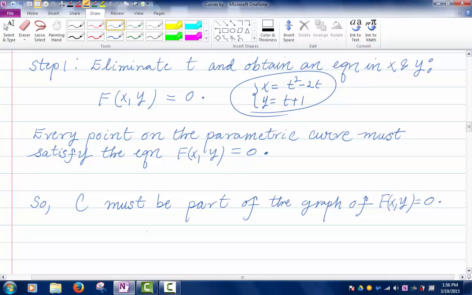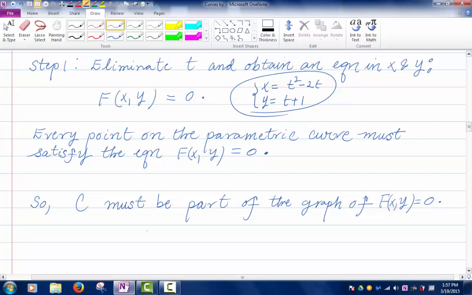All I'm saying is that every point on my parametric curve satisfies the equation. The implication of that would be that my curve will be part of the graph of the equation, right? So you have your parametric curve, and you have the graph of the equation that you obtain. What's the relationship? Well, the curve must be part of the graph of the equation. Did that make sense?